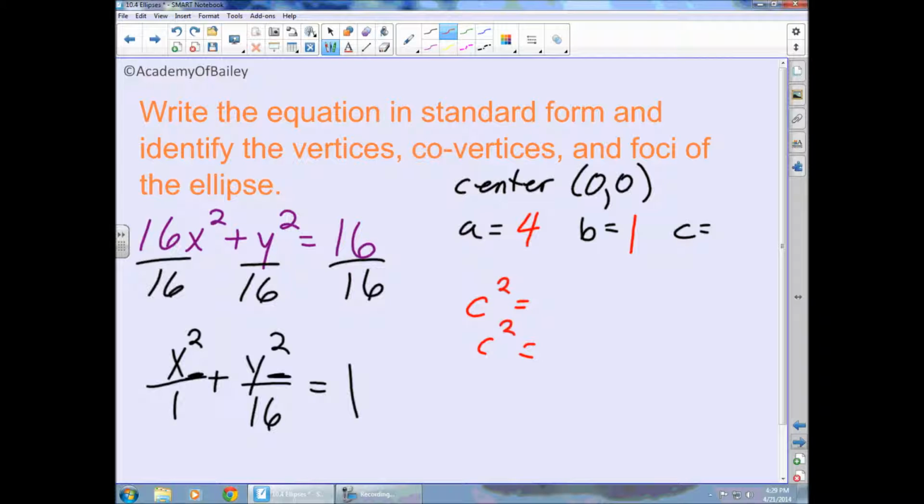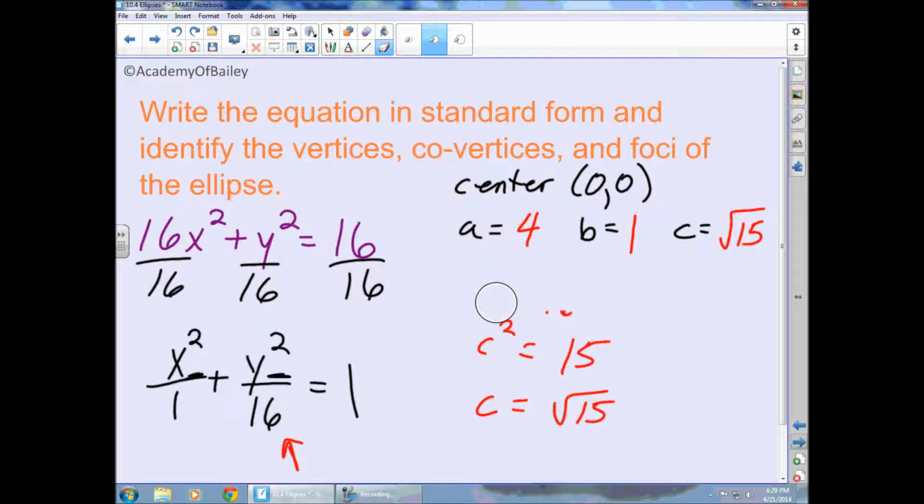And so therefore this is going to help us out because A squared, which is now 4 squared, so that's 16, minus B squared. And now we get a positive number, and C then would equal the square root of 15. Now I didn't switch those just so I could get a positive number. I switched those because I wanted you to notice that A was underneath y minus k, and that meant that it had a vertical major axis.